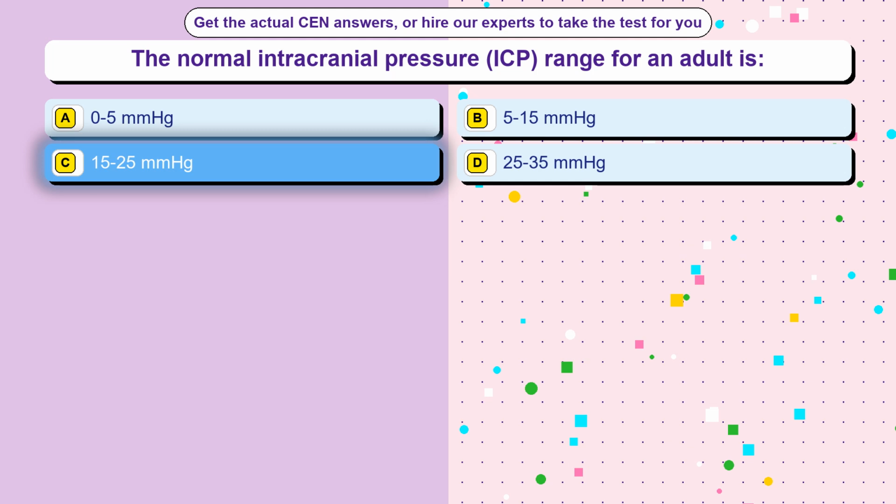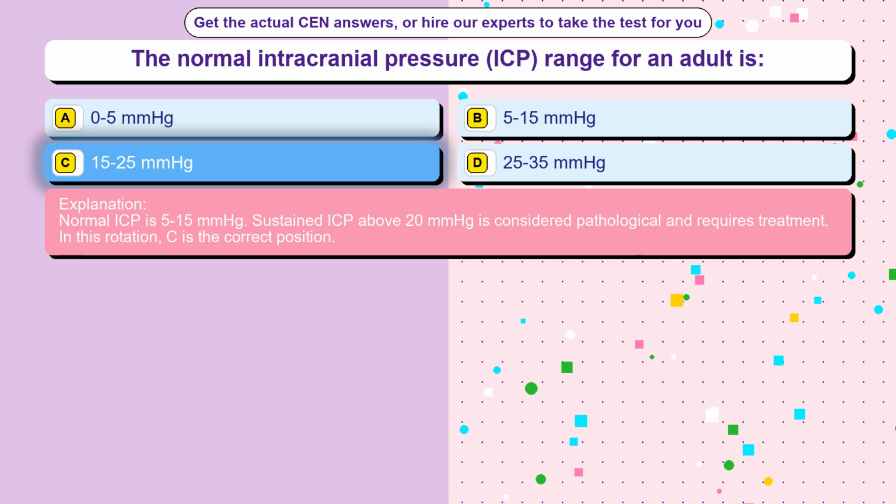The correct answer is option C, 15 to 25 mmHg. Normal ICP is 5 to 15 mmHg. Sustained ICP above 20 mmHg is considered pathological and requires treatment. In this rotation, C is the correct position.